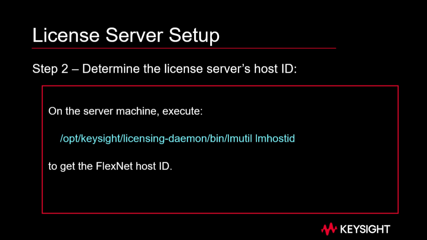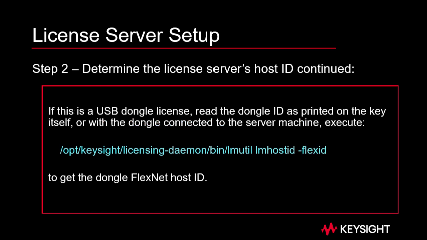To get the FlexNet host ID, avoid use of host IDs associated with Wi-Fi or virtual network adapters. If this is a USB dongle license, read the dongle ID as printed on the physical key itself, or, with the dongle connected to your computer, execute lmutil lmhostid -flexid to get the dongle FlexNet host ID.